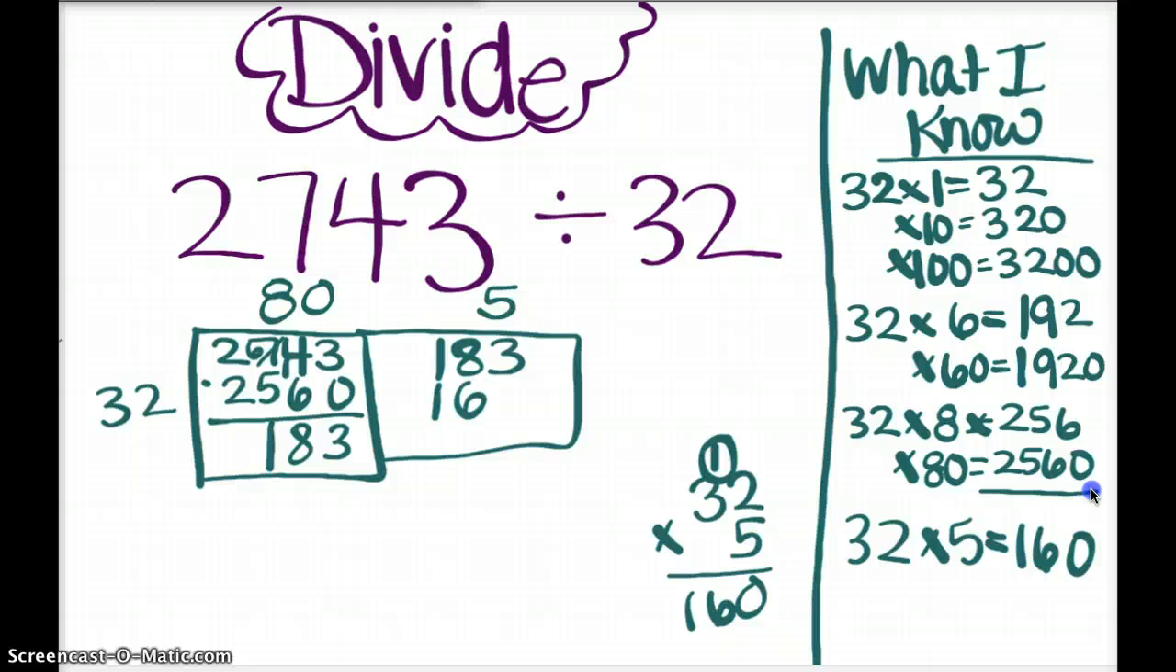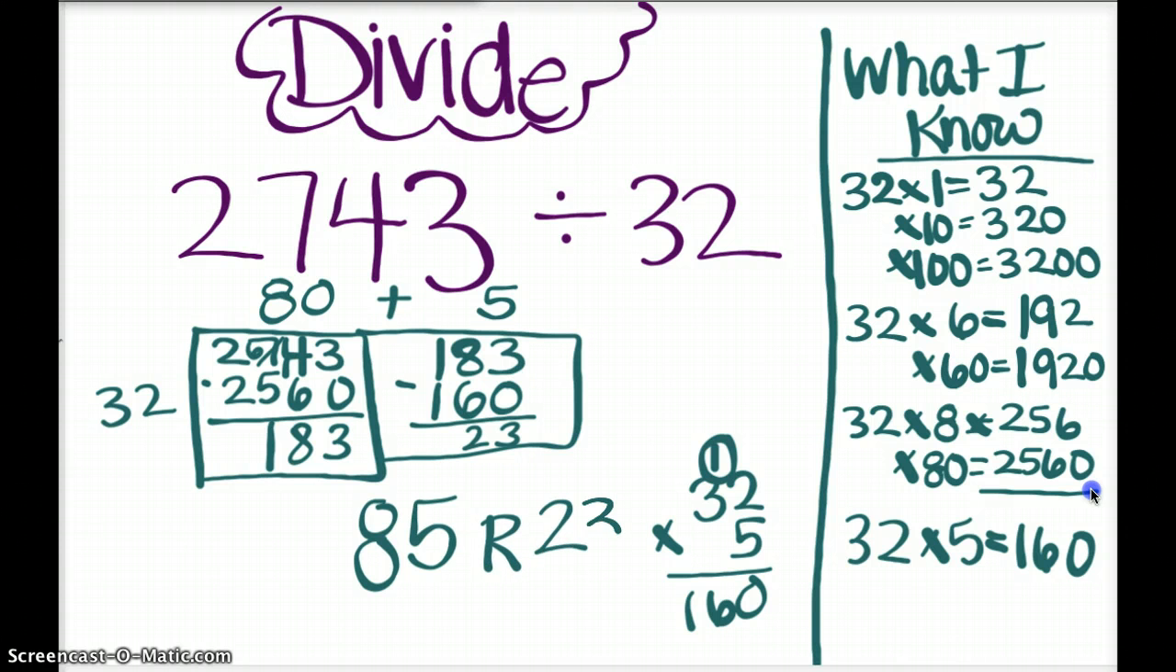Do 160. Subtract. And that gives me 23 left over. If I add those two numbers on top, it's going to give me 85, remainder 23. Okay, remember, once your difference becomes smaller than, or 0, then the number you're dividing by, you can stop. Okay?